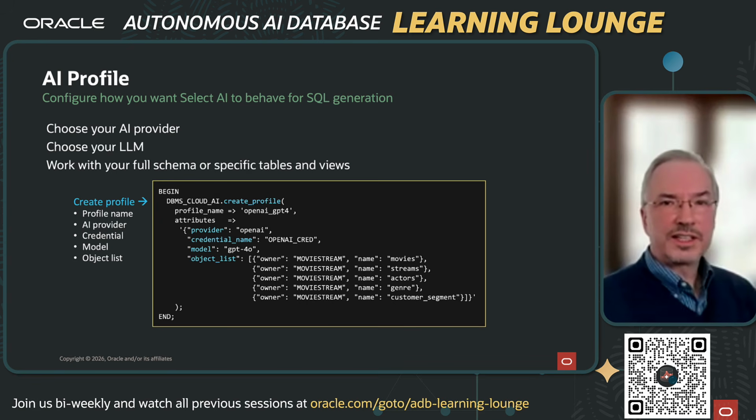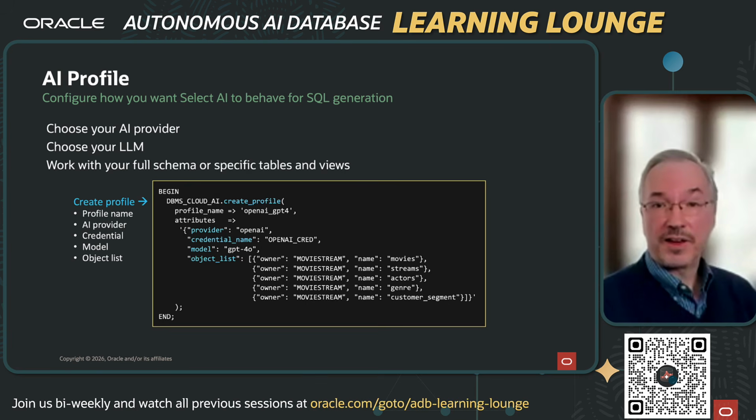Now, the core Select AI object is what we call the AI profile. Since I'll be referring to this object multiple times throughout this session, it's worth spending a minute to introduce it. This is where you configure how Select AI should interact with AI models. Here, we're showing an AI profile for NL-to-SQL generation. You choose your provider, LLM, the list of tables or views you want the LLM to consider when generating SQL queries. And this is just one simple example of an AI profile.